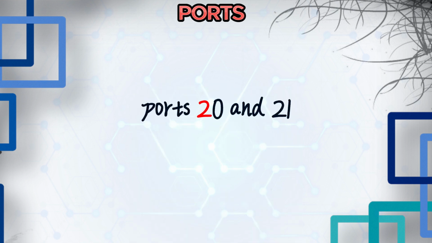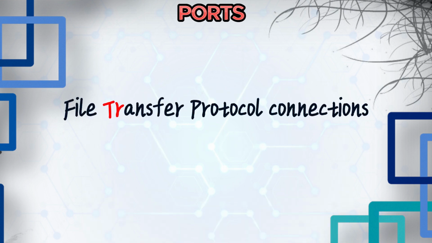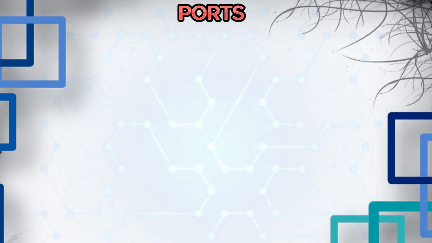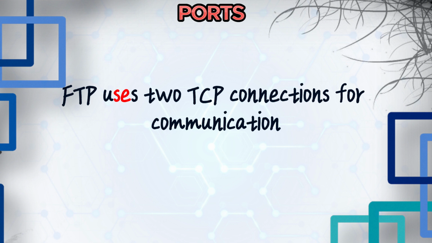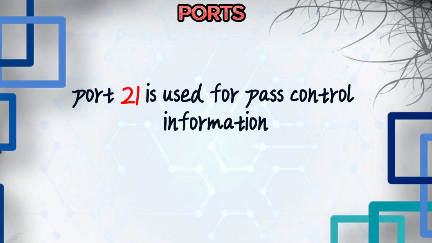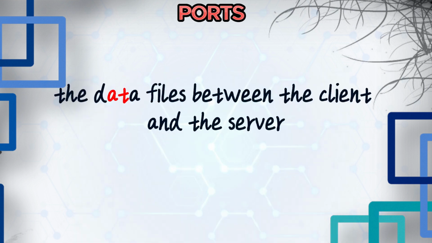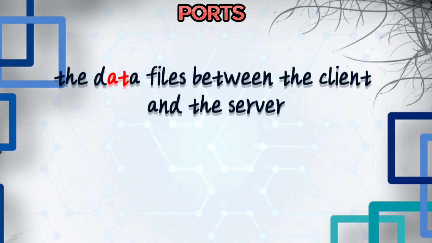Ports 20 and 21, these ports are used for FTP, File Transfer Protocol, connections. FTP uses 2 TCP connections for communication. Port 21 is used to pass control information, and the other port, 20, is used to send the data files between the client and the server.